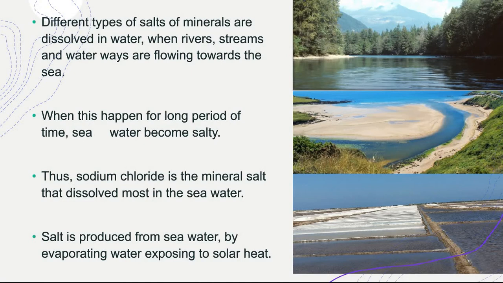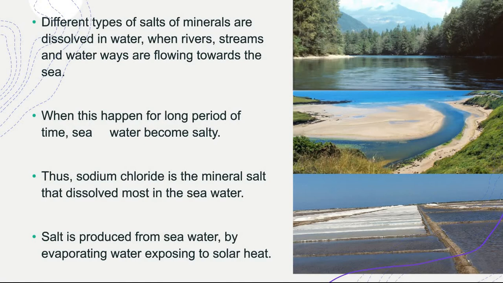The streams flow into the sea, and the sea is a huge water body, but the continuous flow of this water rich with a certain amount of salts will make sure that the sea also becomes salty. So when this keeps on happening for quite some time, the seawater becomes salty. And then sodium chloride is the mineral salt that is dissolved in most of the seawater. And salt is produced from seawater. By evaporating water, that is not any water, the seawater, utilizing solar heat, you can get salt.